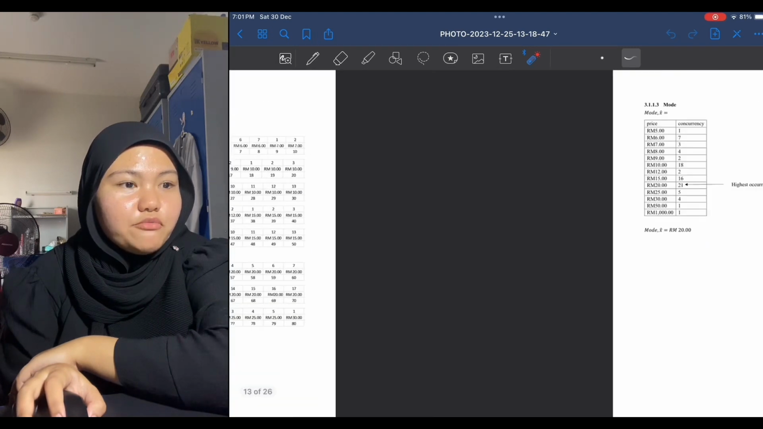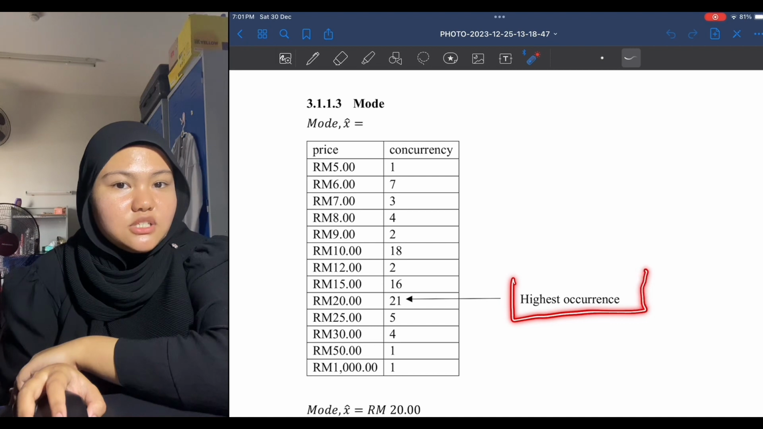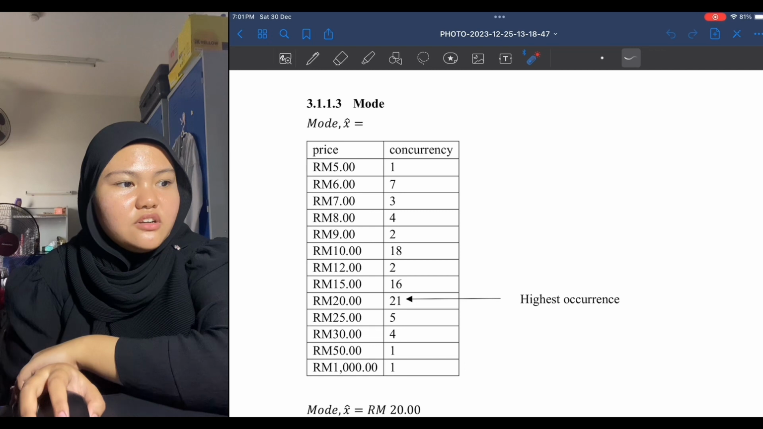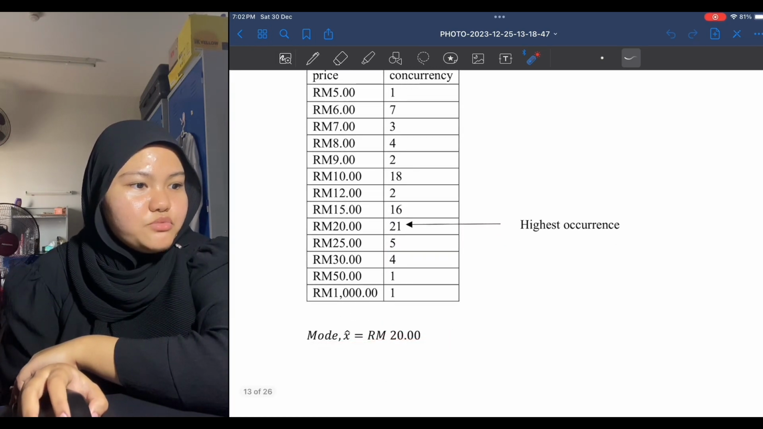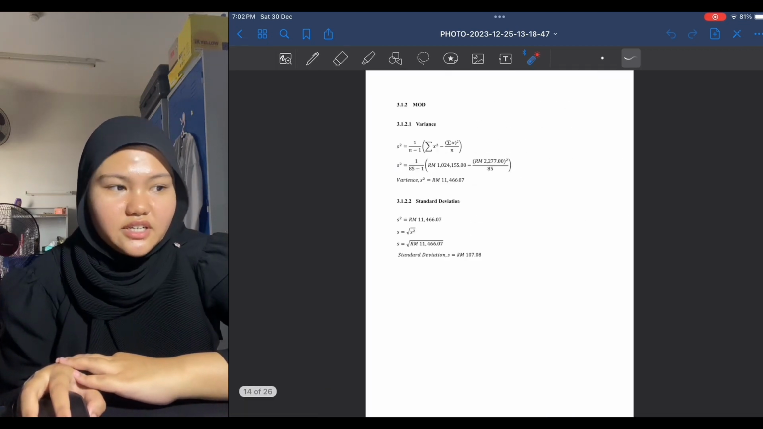Next, we're going to find the mode, which is the value that occurs the most, that has the highest frequency. Based on the data written by the respondents, most of the respondents wrote that they spend 20 ringgit a day. So that's our mode.